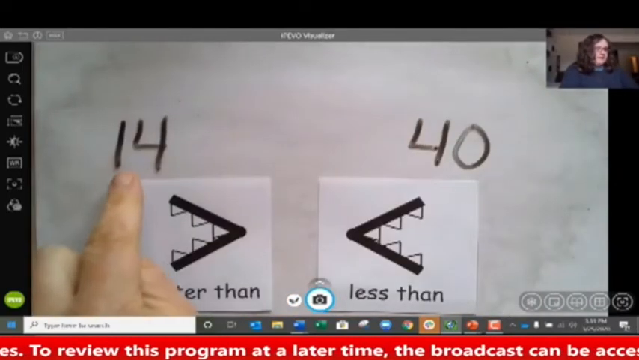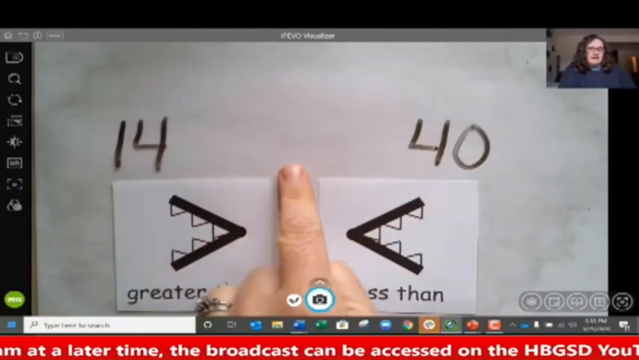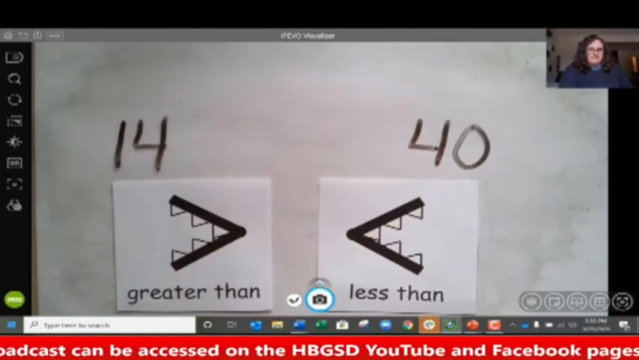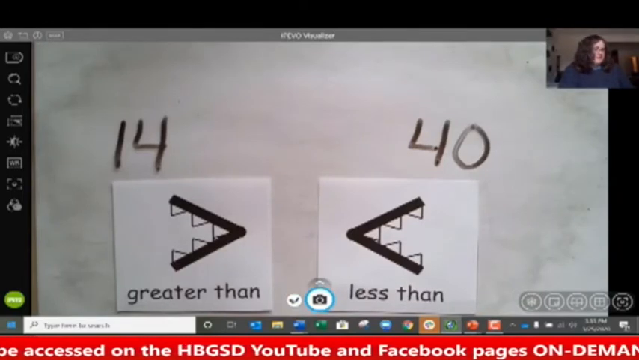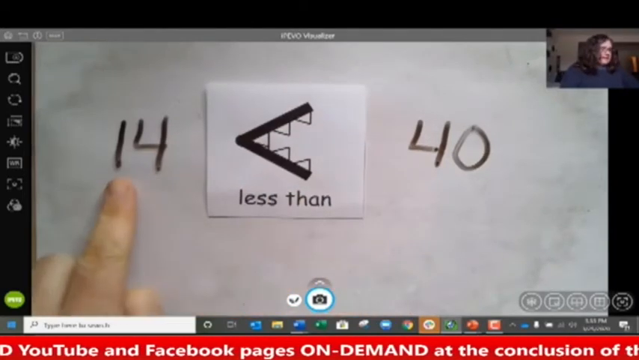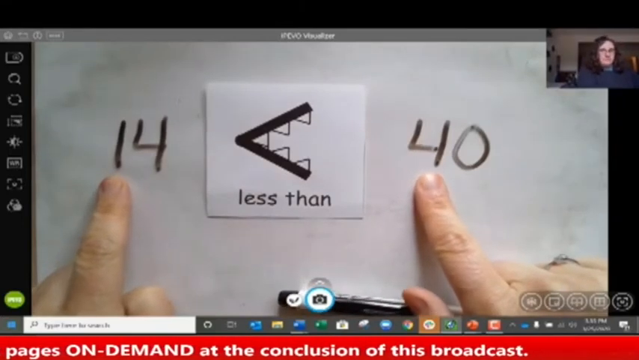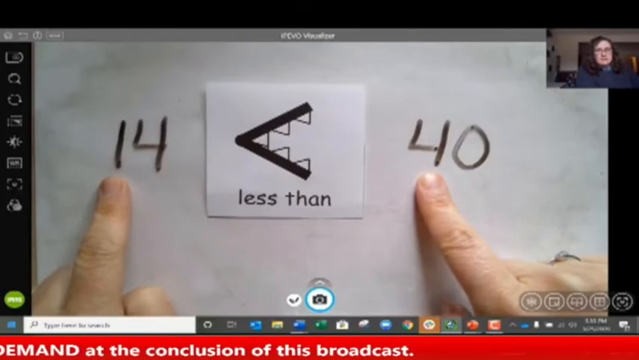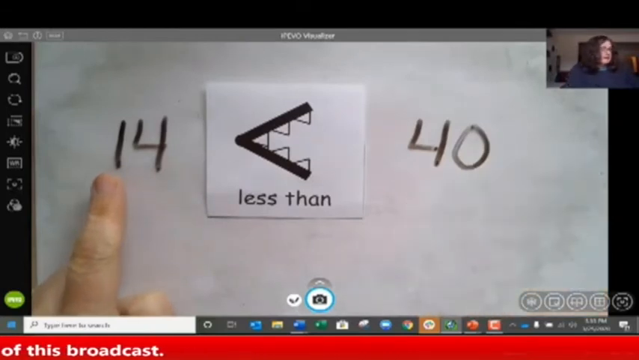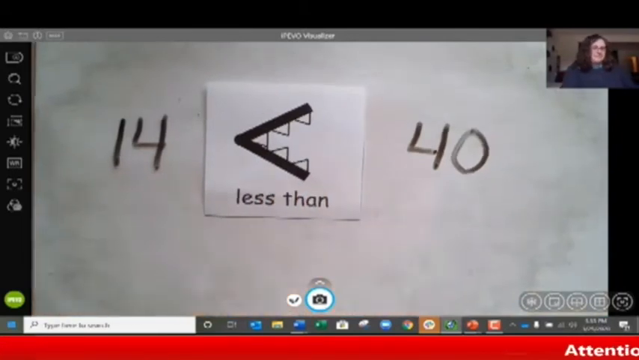The next one is 14 and 40. Would you put greater than or less than in the middle? Did you say less than for this one? When I look at the tens place, 14 has 1 ten and 40 has 4 tens. So right away, I know 40 is the bigger number. That means 14 is less than 40.